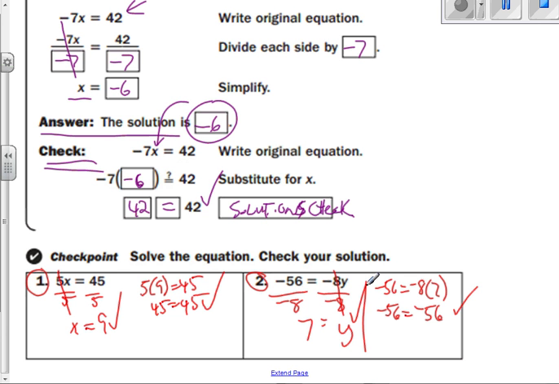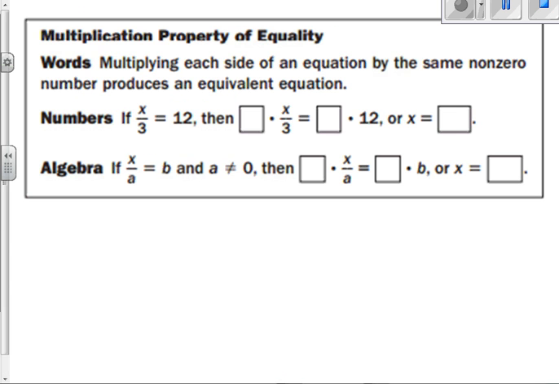All right, so let's move on. Next page. Multiplication property of equality. Our first vocabulary word was division, where we divide both sides by the same value in order to keep our equation true.